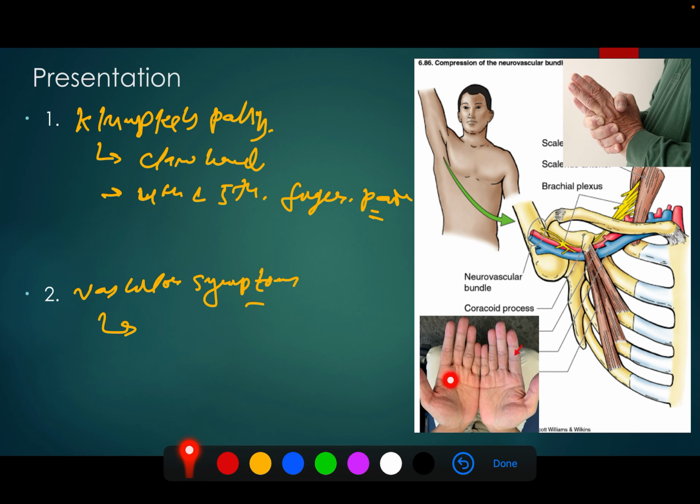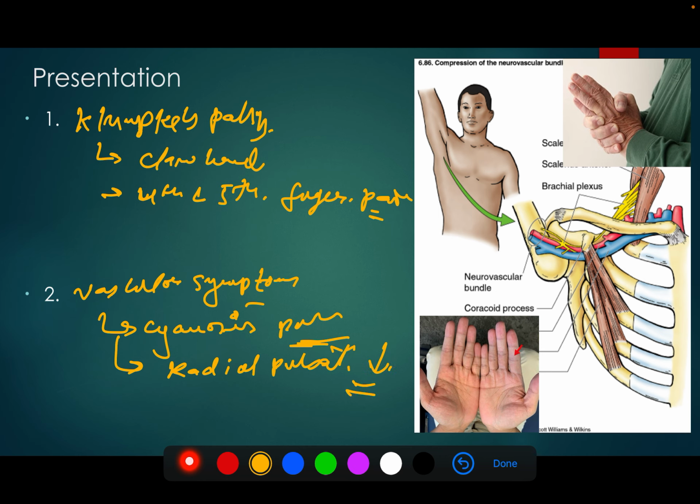That's why the palm will present with the bluish discoloration, cyanosis, right? So you will have the cyanosis of your palm and fingers, right? And plus you may have the radial pulsation that will be deficit or decreased, right? And you may have the edema as well, because the vein is also compressed.